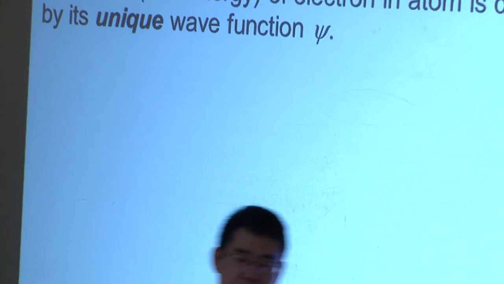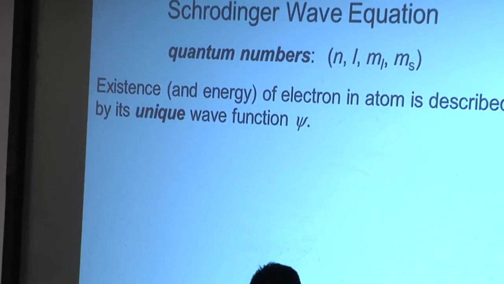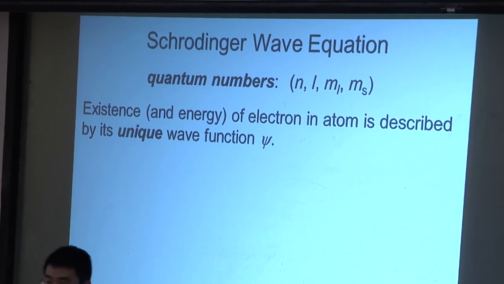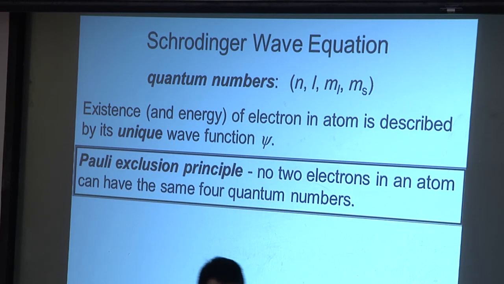Okay, so this is basically where we're going to stop in this slide. Remember, we just went through a whole bunch of rules, but we have to remember what these rules mean, right? They describe electrons. So if you have an atom with an electron, each electron is going to be described by a unique wave function psi that has a unique set of quantum numbers, right? So each electron is going to have its own set of n, l, m sub l, and m sub s. In other words, no two electrons in an atom can have the same 4 quantum numbers. This is what's called the Pauli exclusion principle.